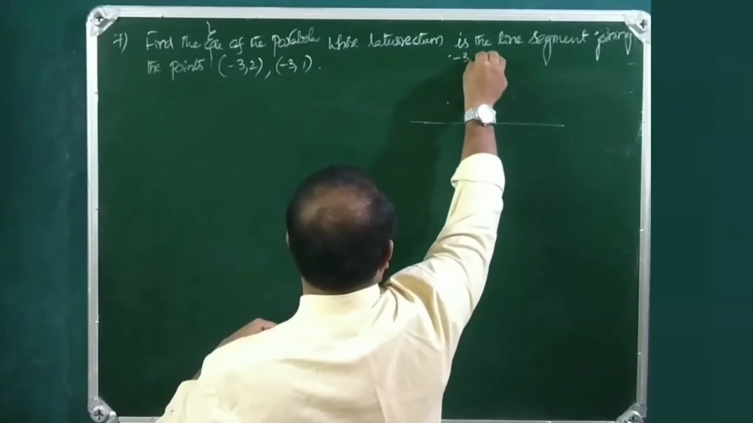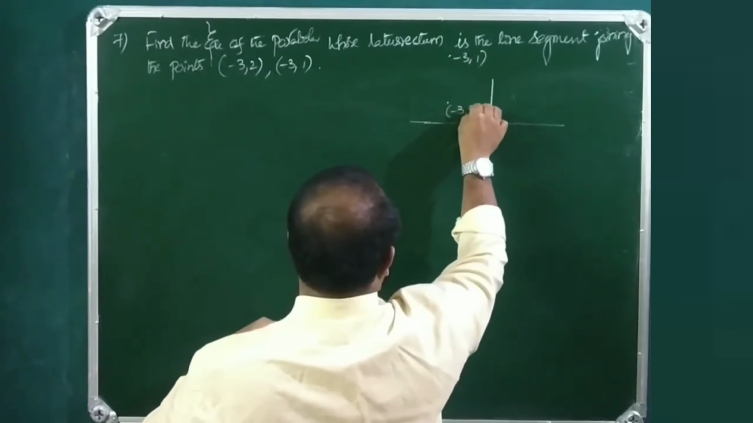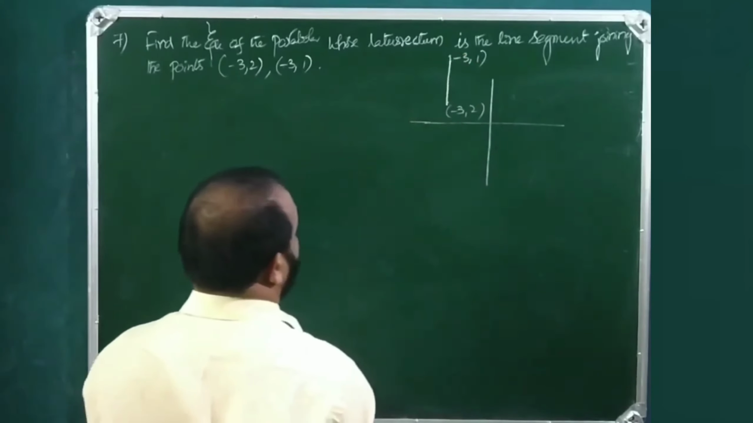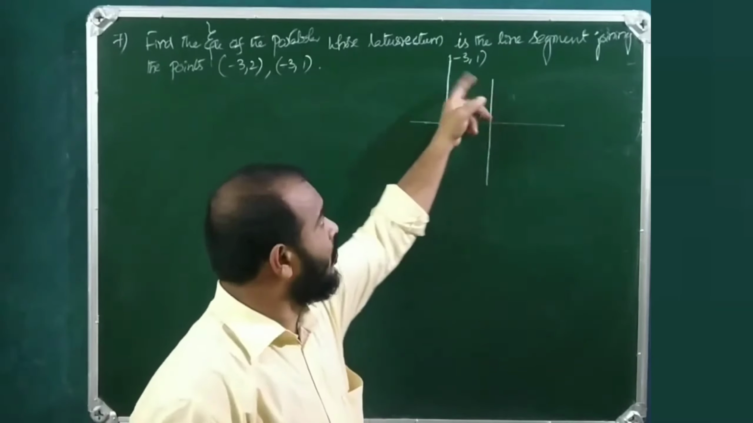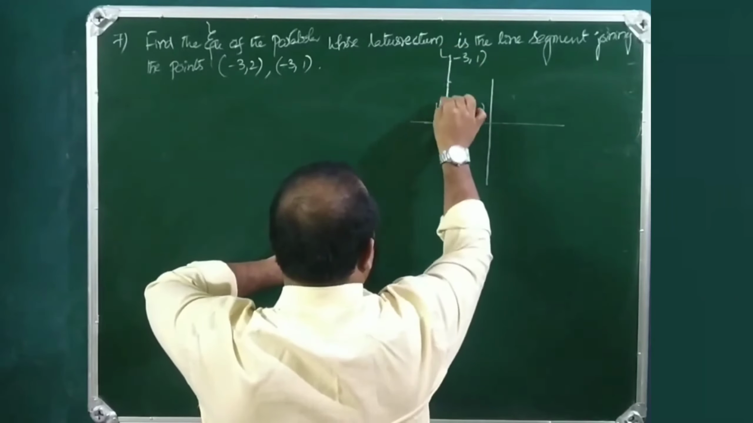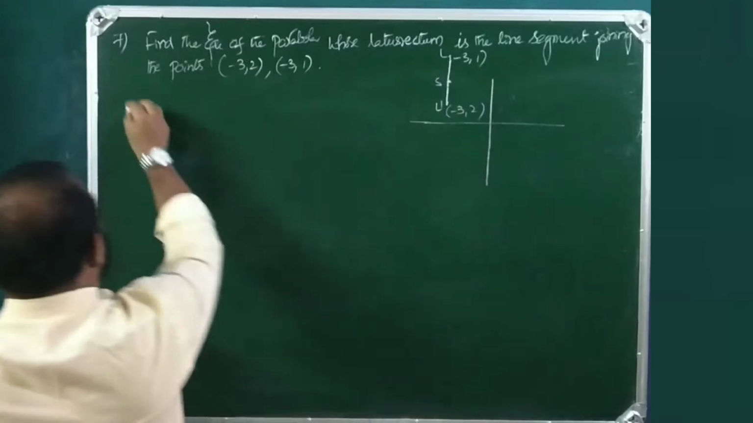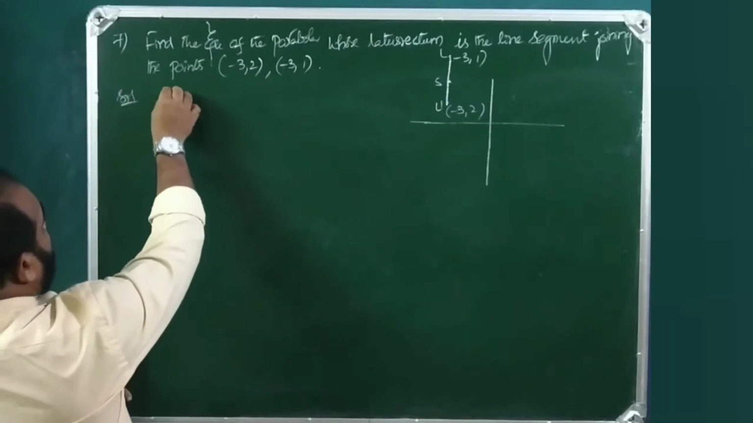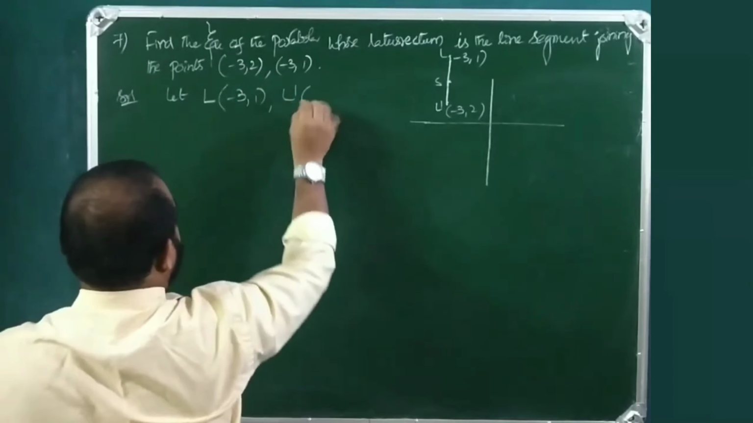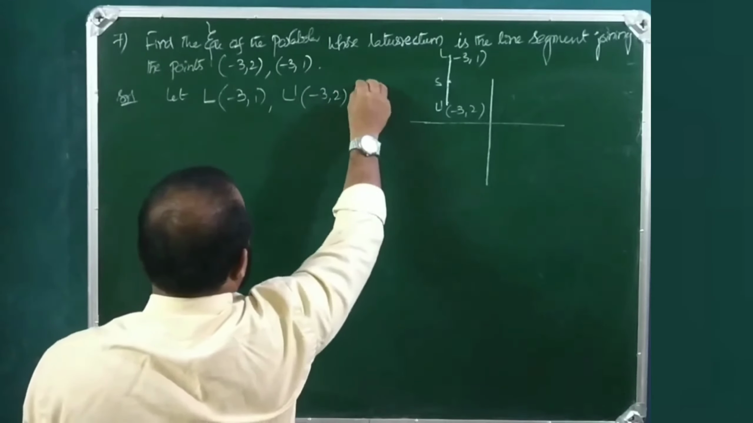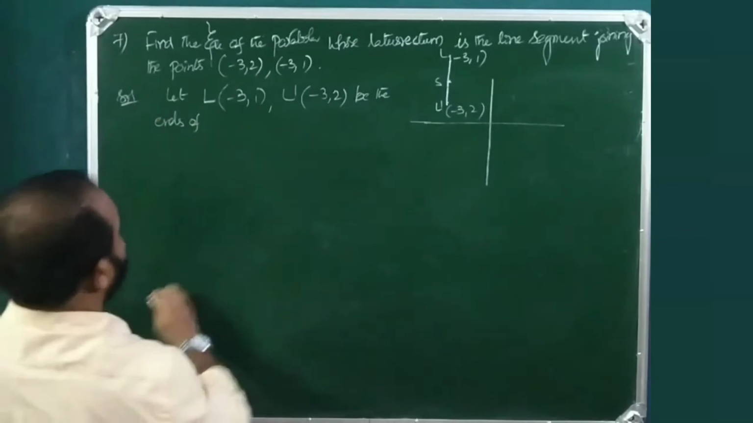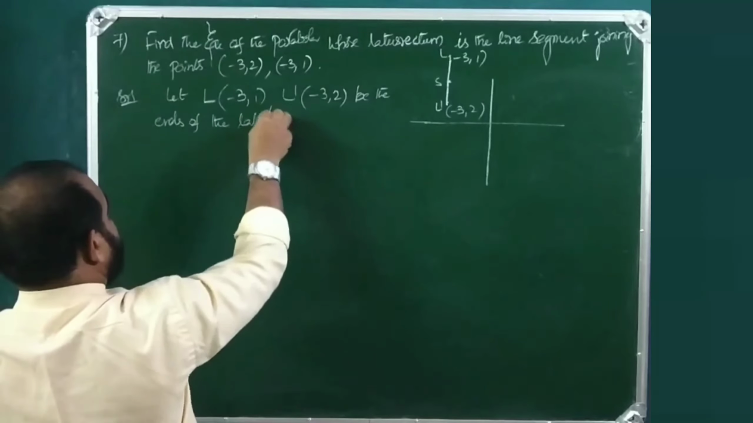This is minus 3 comma 1 and this is minus 3 comma 2. These are the ends of the latus rectum. That means based on this the parabola could be, and what is the midpoint here? This is L dash. This is S. So solution: let L minus 3 comma 1, L dash minus 3 comma 2 be the ends of the latus rectum.